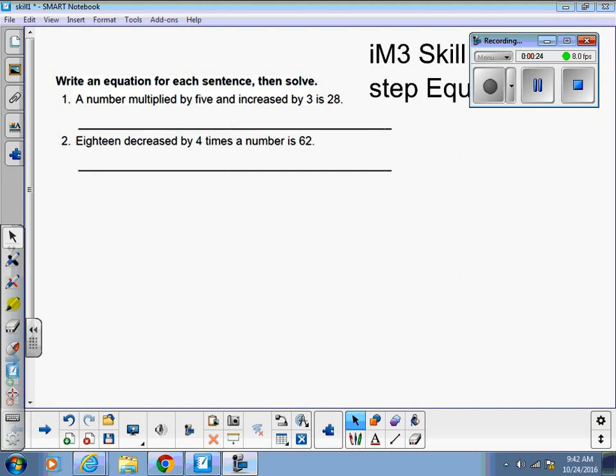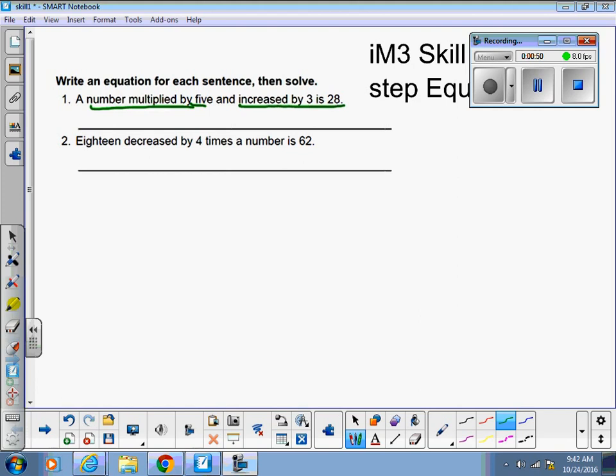So the first one says a number multiplied by 5 and increased by 3 is 28. Again, when you are translating these, you want to translate them word for word, like you are translating from Spanish to English or English to Spanish. Remember that math is its own language. So the first one says a number multiplied by 5 and increased by 3 is 28.